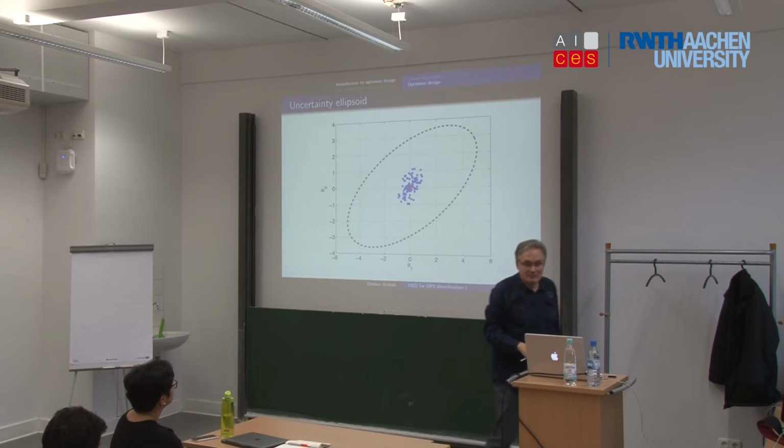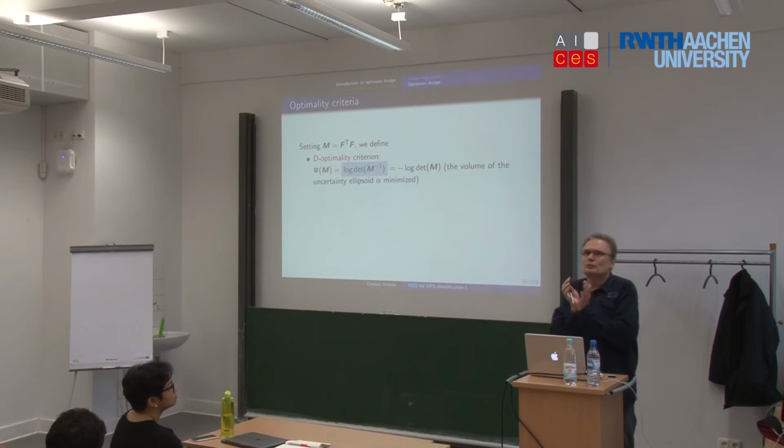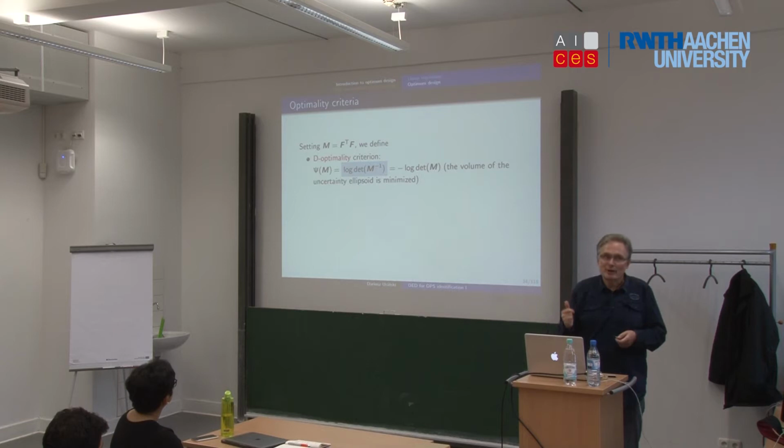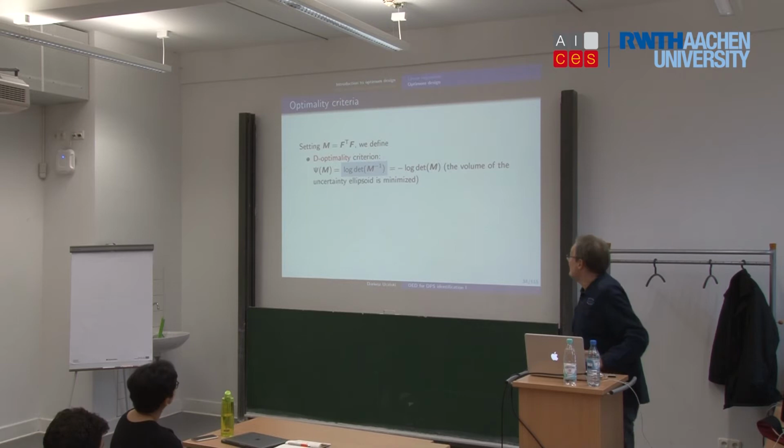The ellipsoid should be small. What does it mean? Well, it's easy to say we should make this ellipsoid small. We should put everything in a framework which is easy for optimization methods, so we should introduce some optimality criterion. In optimum experimental design, we can have many optimality criteria. For example, the most popular criterion is the determinant of the inverse of the information matrix.